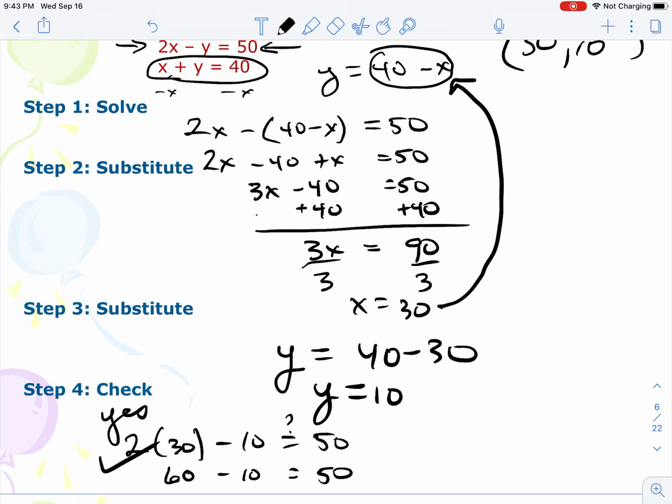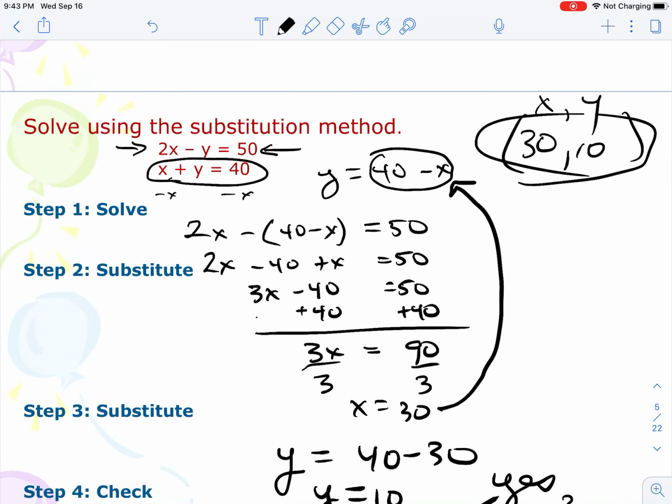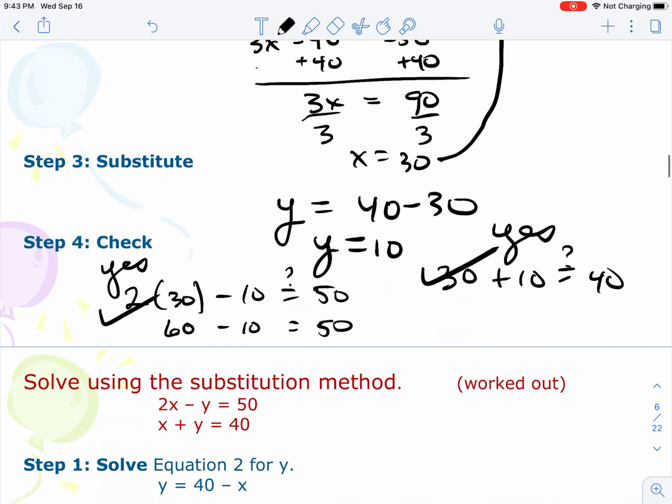And in the other equation, is 30 plus 10 equal to 40? Yes, that checks off. So what we solved for is really where the two lines intersect, but we used substitution and we found the ordered pair.